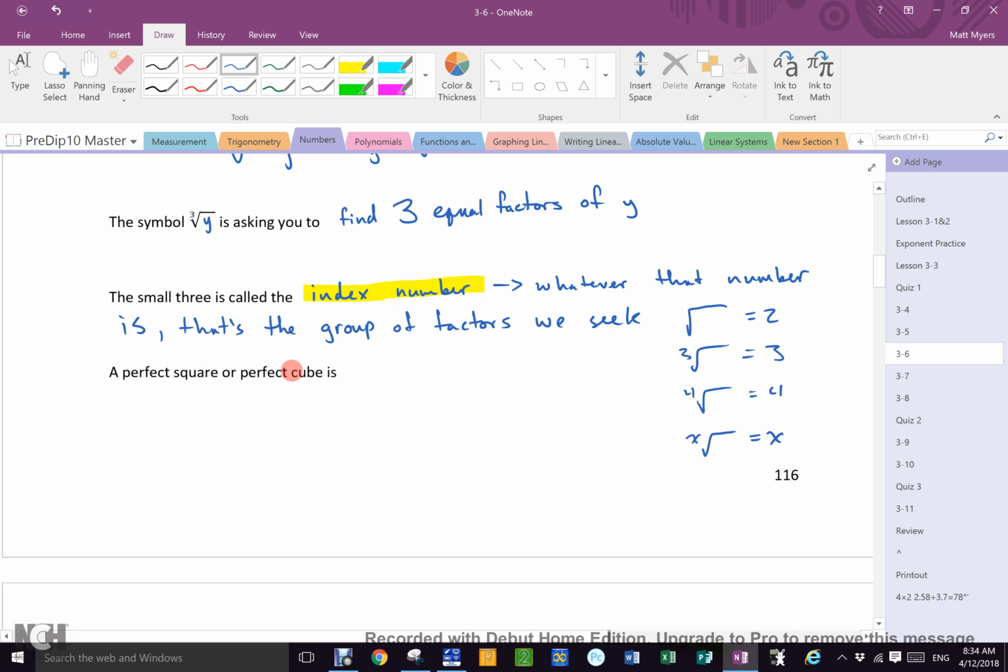A perfect square or a perfect cube is a number whose square root or cube root is rational.